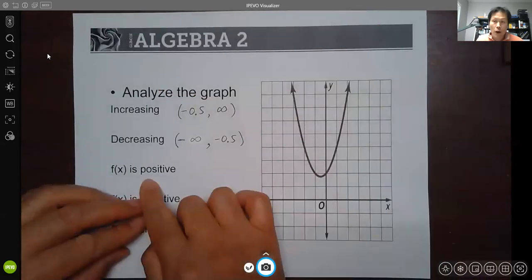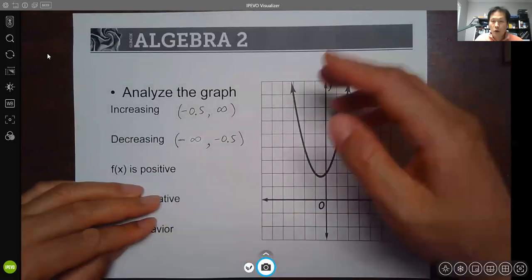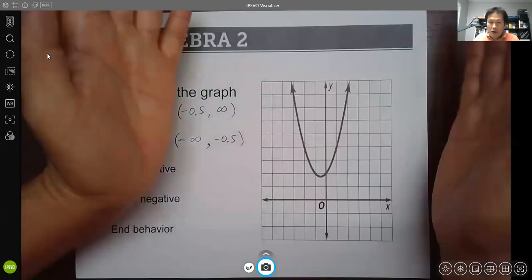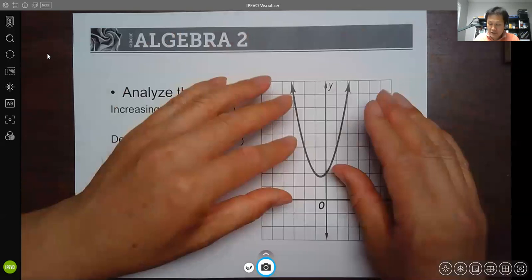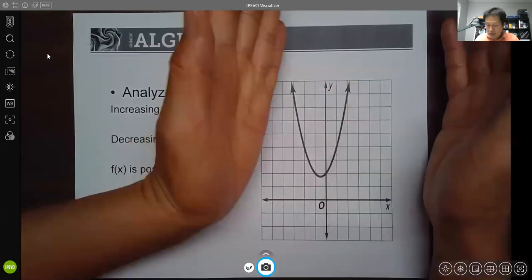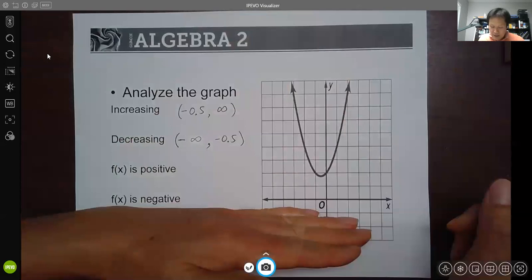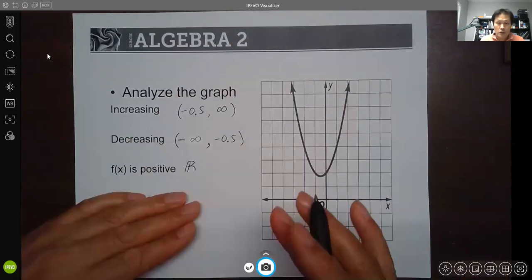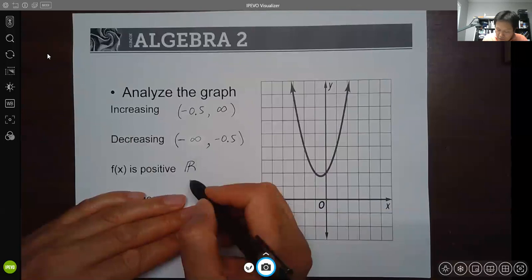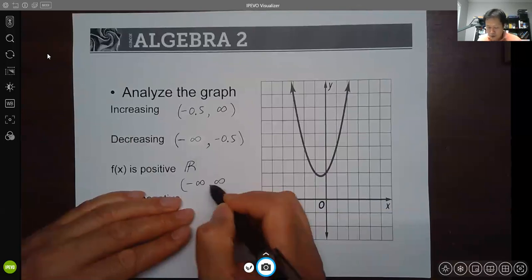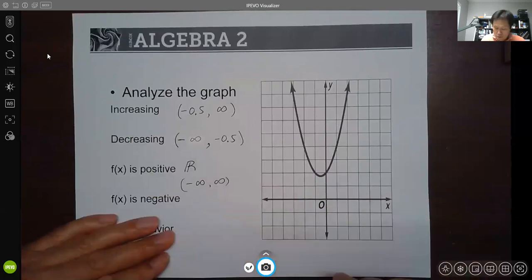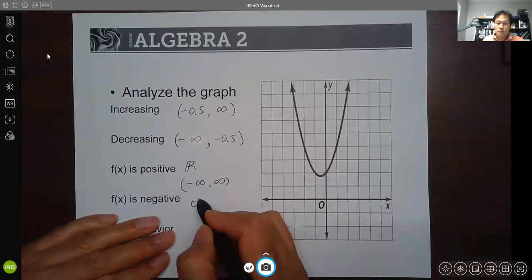So I'm asking, where is the graph above the x-axis? Everywhere. Every part of the graph is above the x-axis. So positive where? So you can say all real numbers. In Algebra 2, you will probably have to answer in interval notation. All real numbers means minus infinity to infinity. Covers everywhere. Negative, where is it negative? Nowhere. None. So empty set. None. Nada.